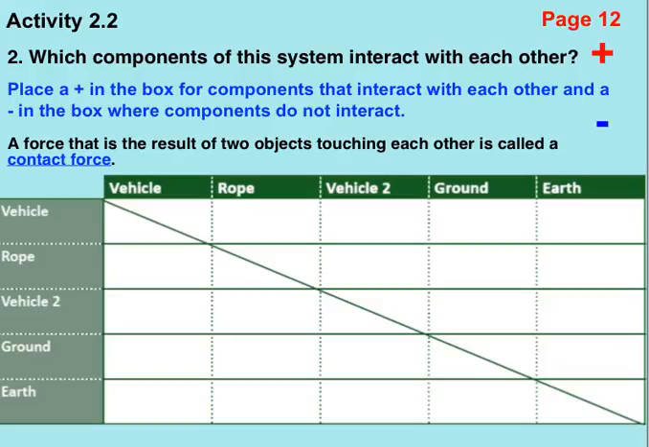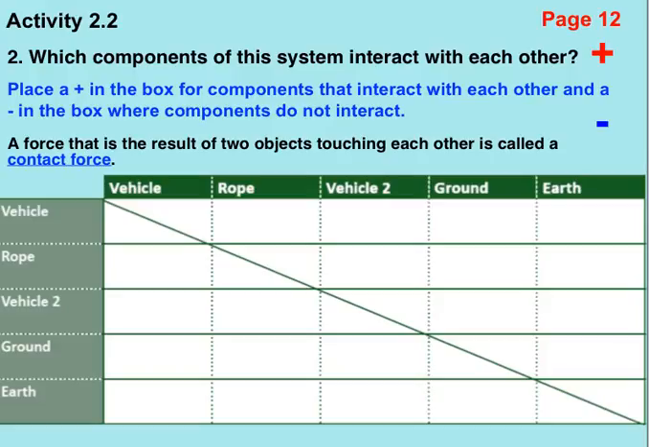So instead of answering the question of which components of this system interact with each other, and instead of going through every single one, we're going to make a quick table, and then we're going to put pluses and minuses in the boxes based on how they interact. So this is going to be a lot faster. Otherwise, you're going to have a good sized paragraph for this.